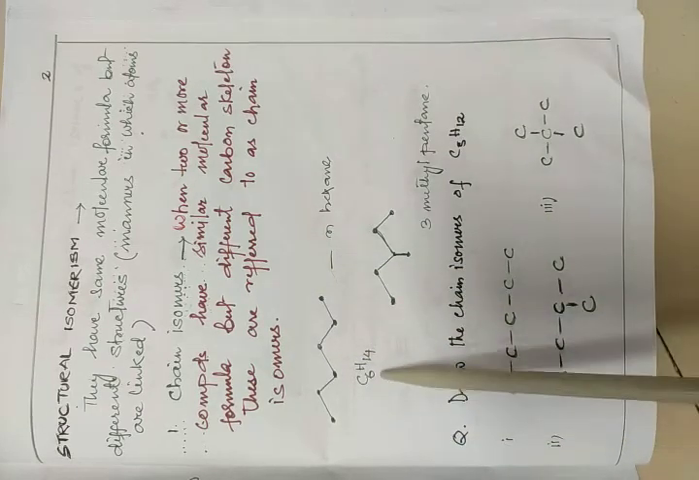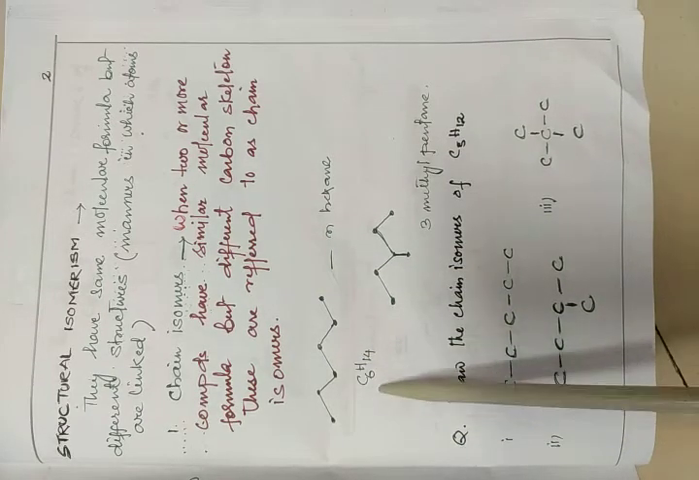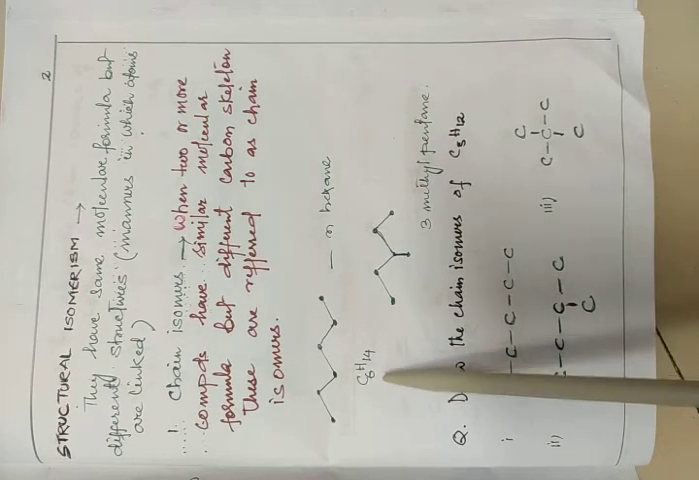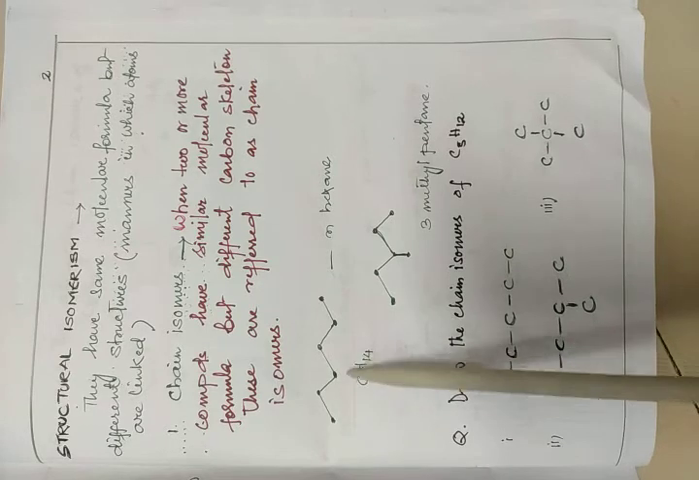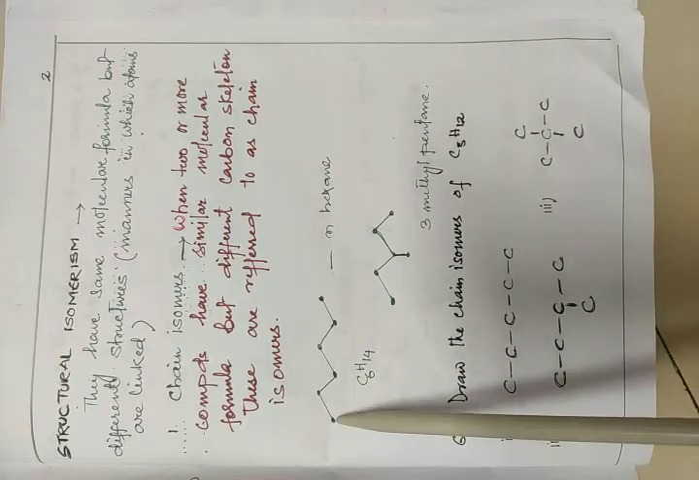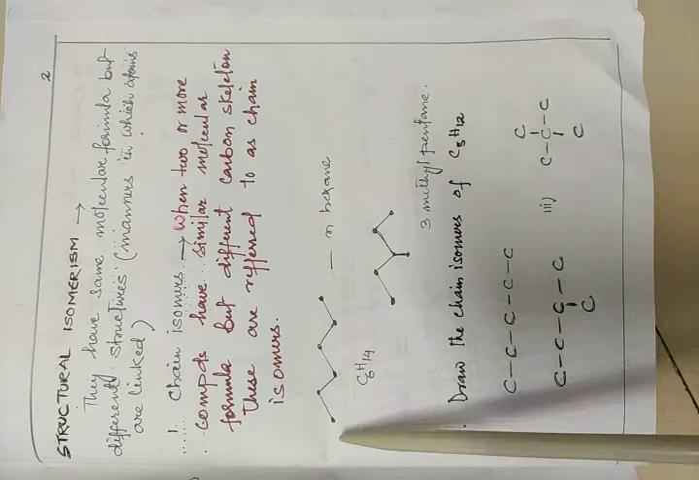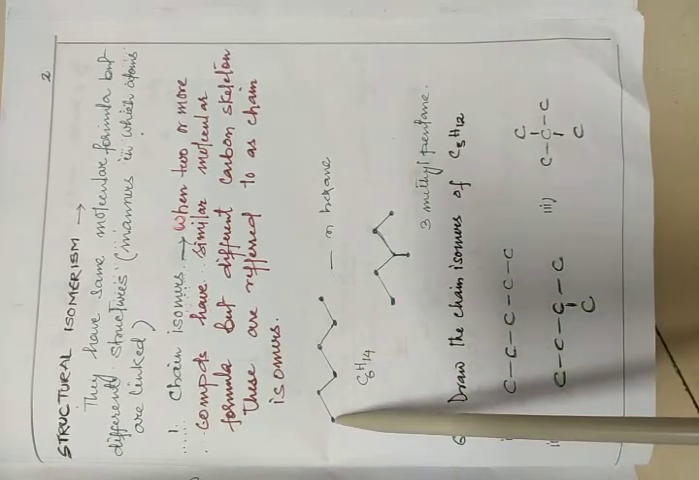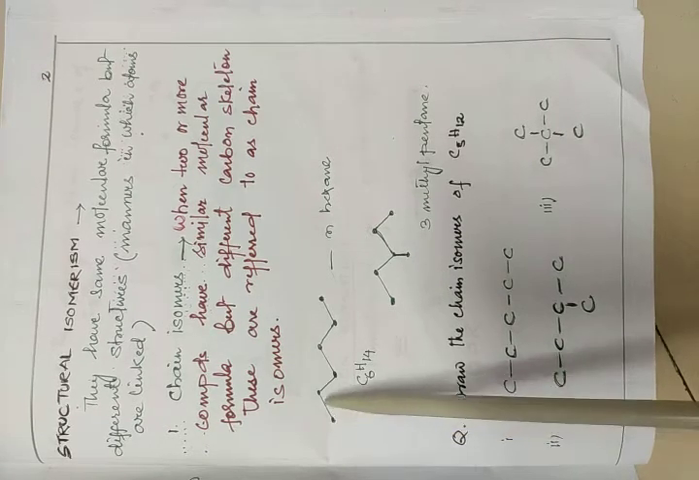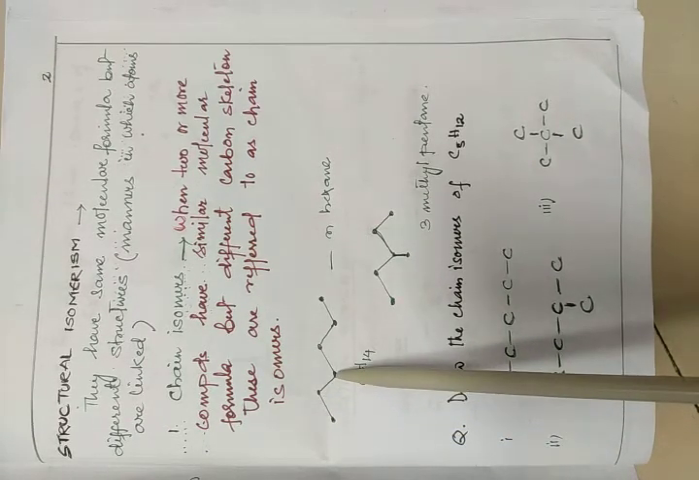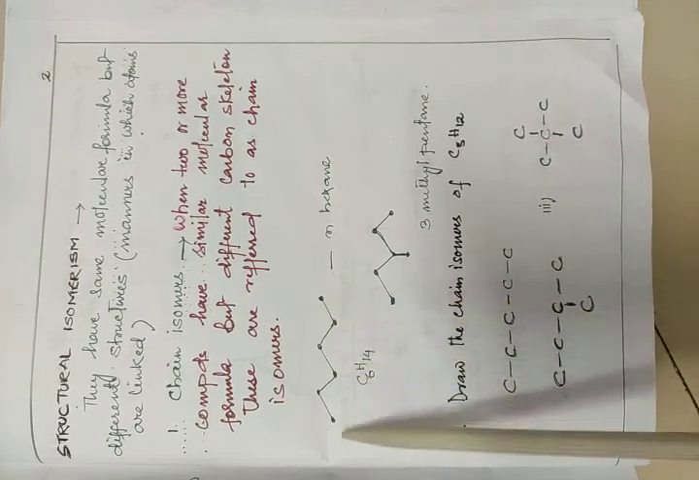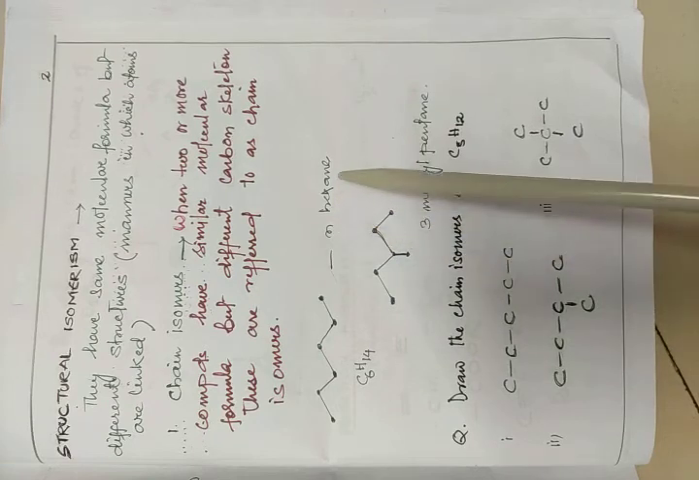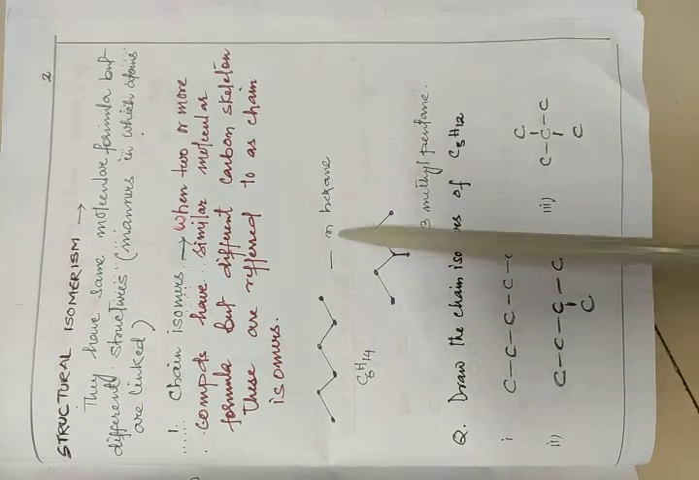Now take C6H14, that means hexane. This is the chemical formula, and this is the structure, which is a zigzag. The starting carbon, then another carbon, then one carbon, then one carbon, and one carbon. When we draw it in this way, this is N-hexane, that means normal hexane.